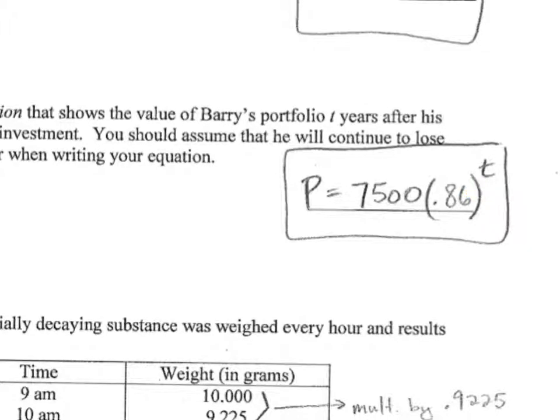So for example, if you want to know what he's got in 4 years, I plug in a 4 right here. If you want to know what he's got in 10 years, I plug in a 10, and that way I have an equation as opposed to just punching numbers into my calculator each time. So that's it.